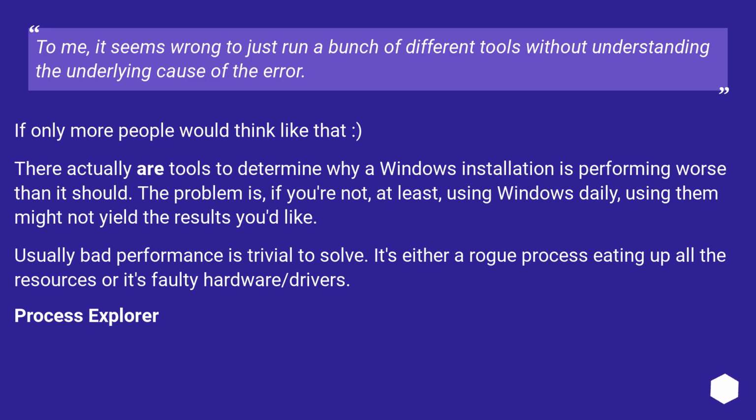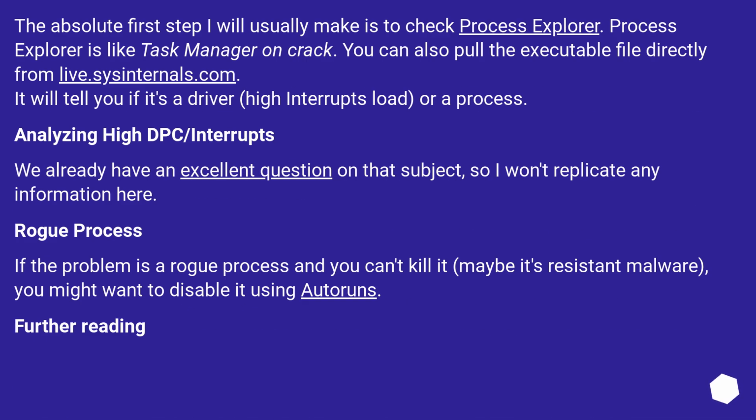Usually bad performance is trivial to solve. It's either a rogue process eating up all the resources or it's faulty hardware or drivers. Process Explorer. The absolute first step I will usually make is to check Process Explorer. Process Explorer is like Task Manager on crack. You can also pull the executable file directly from live.sysinternals.com. It will tell you if it's a driver, high interrupts load, or a process.